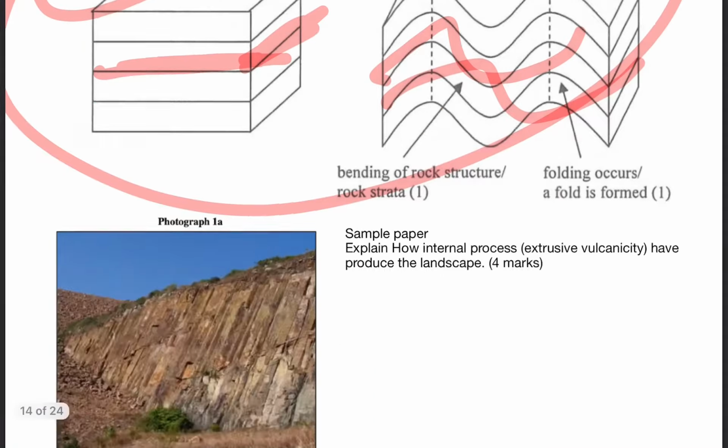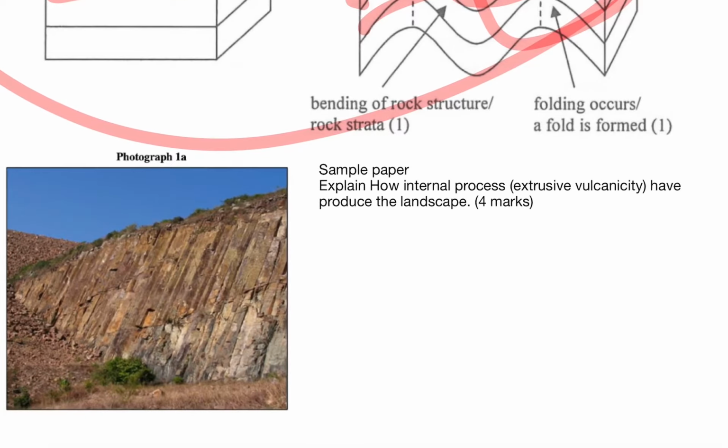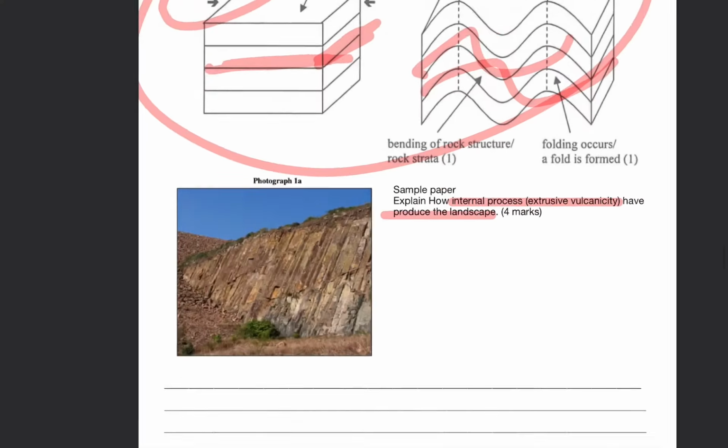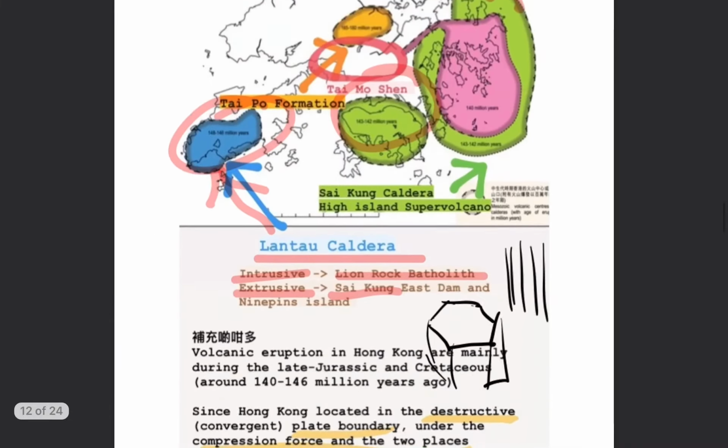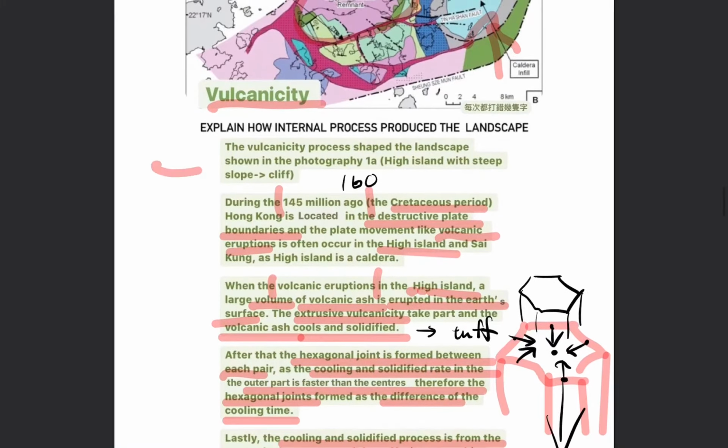Remember it. Lastly, the internal process of extrusive volcanicity produces this landscape. I talked about it here before. You need to replay it now.